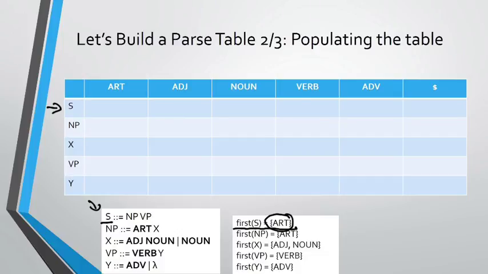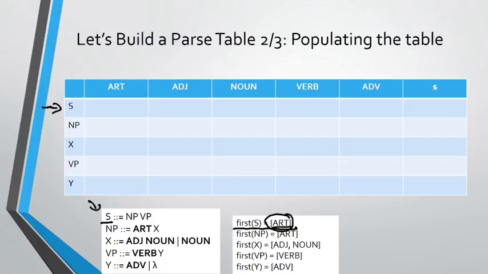In other words, if I'm looking at S on top of the stack, I can look at the first set to know what symbols are even allowed on the input stream. In this case, it's just article. And that makes sense, right? For this grammar, a sentence has to start with a noun phrase, and a noun phrase has to start with an article. So if there's anything other than an article on the input stream when we first begin, we can reject right now, because we know that we're not going to be able to find a successful derivation. Hopefully that made more sense.